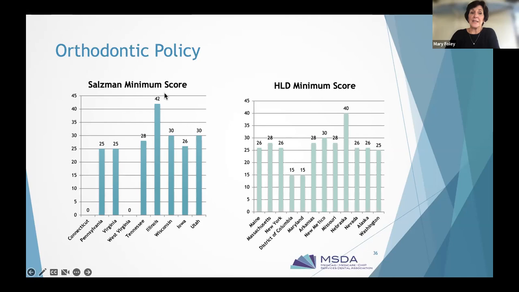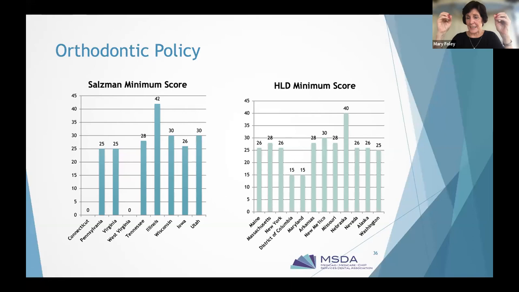These are two different ortho scores, indices that are used to determine ortho policy. And what I want to show you here is the variability. So you have the Salzmann minimum index right here. Now in Pennsylvania, this is a checklist of different criteria that a child sitting in the dental chair needs to demonstrate in order to qualify for their ortho to be paid for by the Medicaid agency.